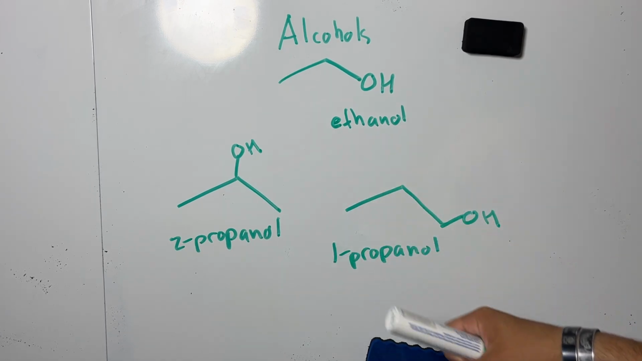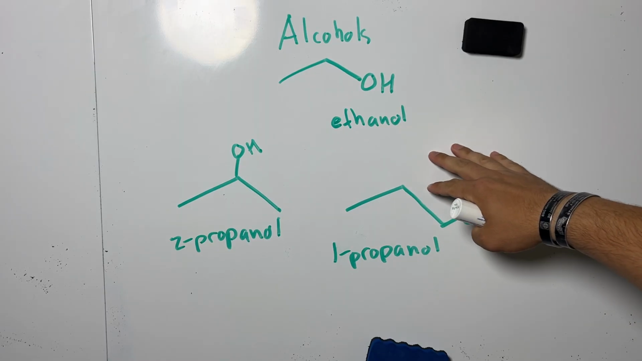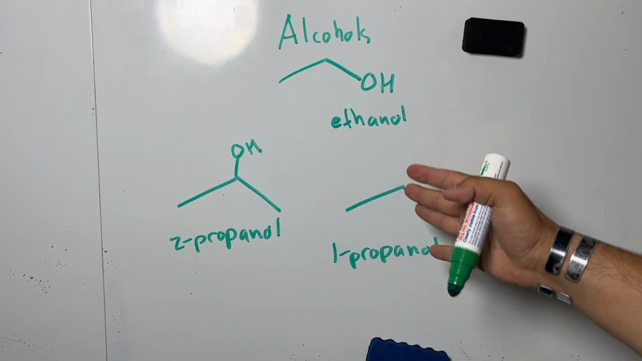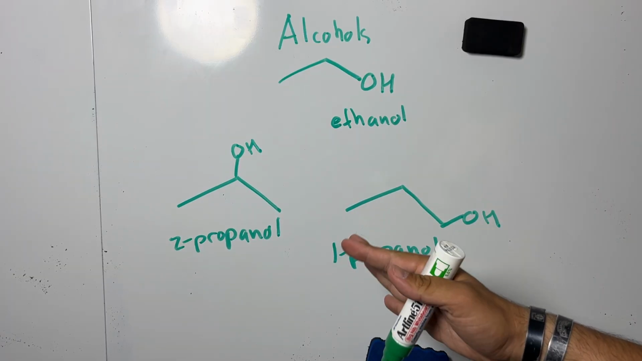In this video, we're going to go over how to name simple alcohols you see in organic chemistry. Like most things with naming in organic chemistry, if you know how to name your simple alkanes, just carbons and hydrogens, no double or triple bonds or anything, this is going to be way easier for you.